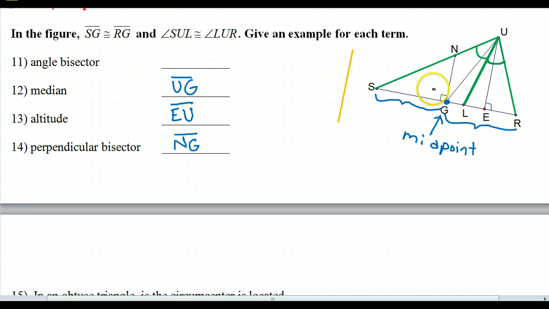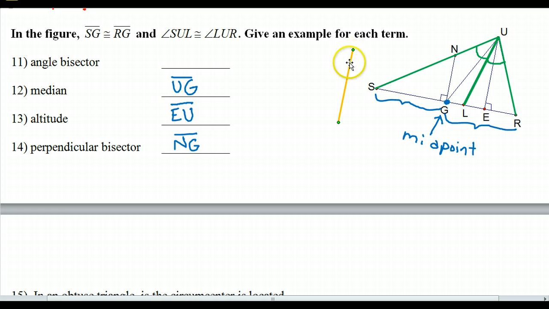So with that in mind, of course the angle bisector is going to be a segment that's going to split these two angles right down the middle, or in other words, it's going to split the big angle SUR into these two congruent angles. Okay, so obviously, which segment is the angle bisector? Which segment is the one that's splitting the big angle in half?